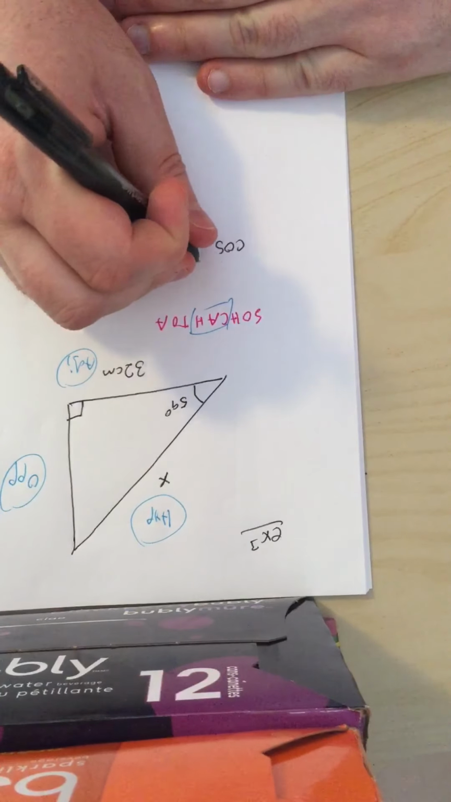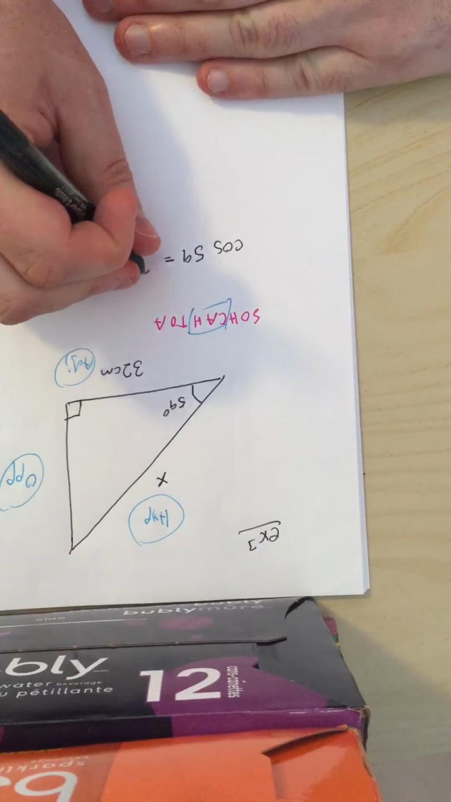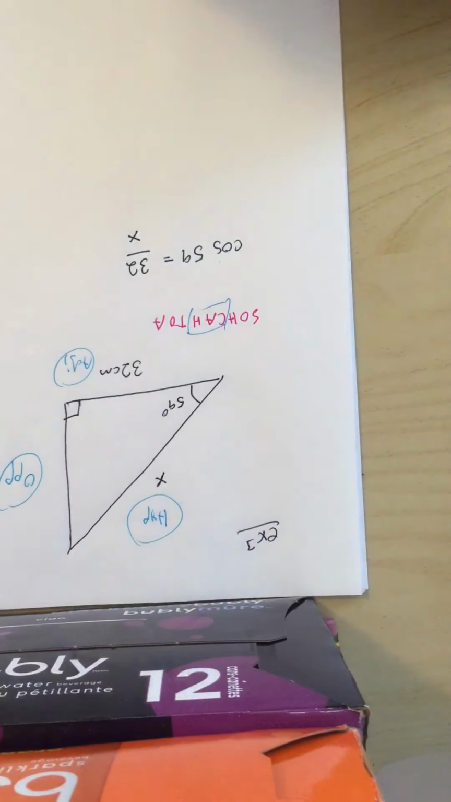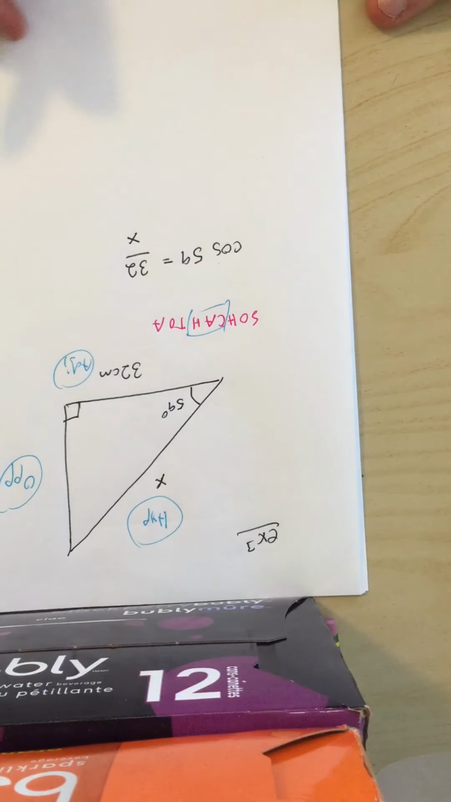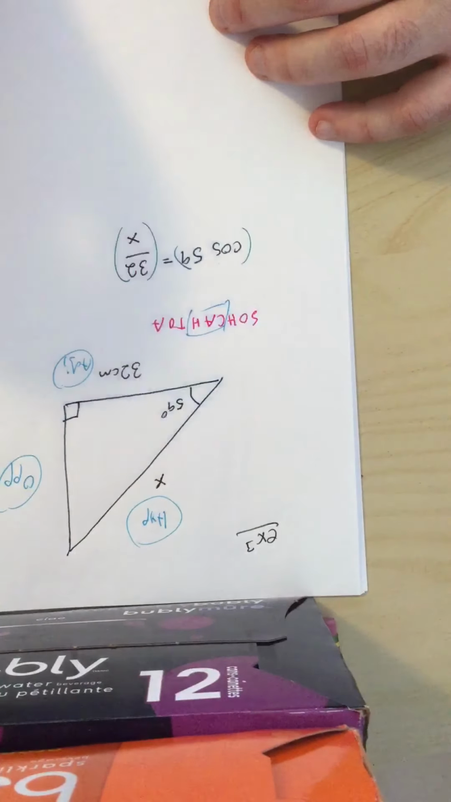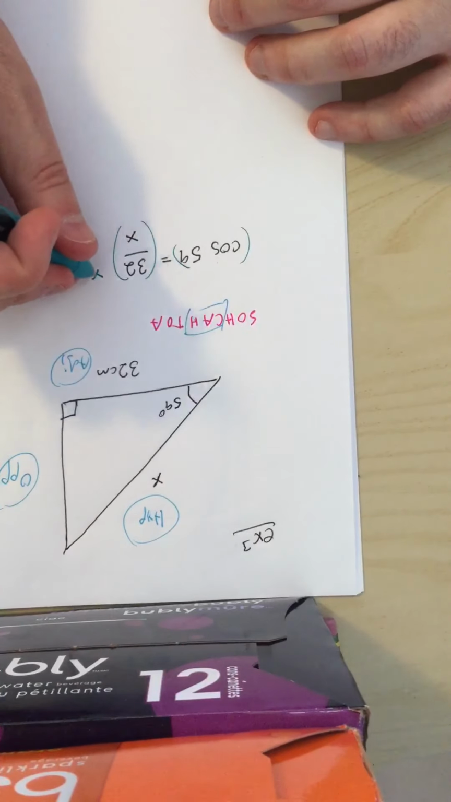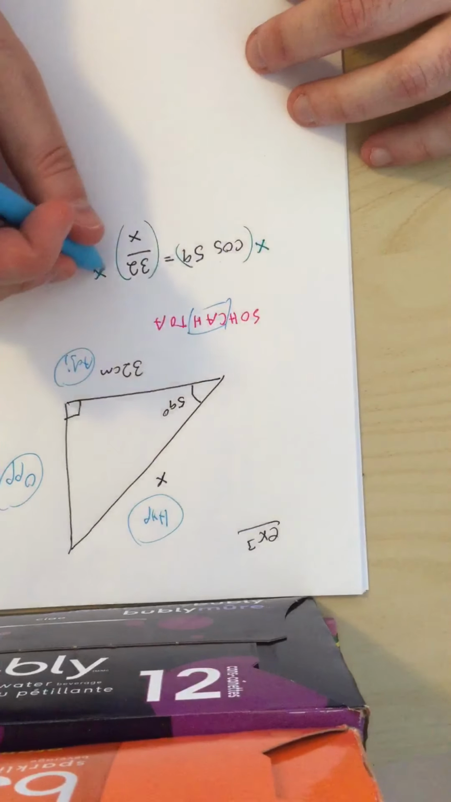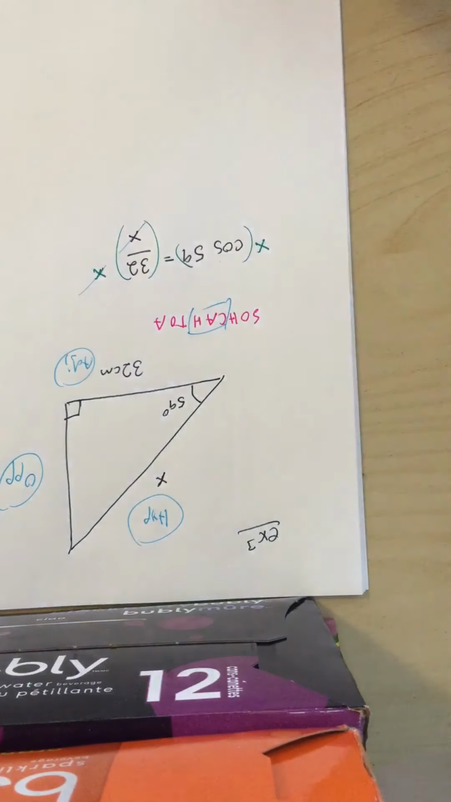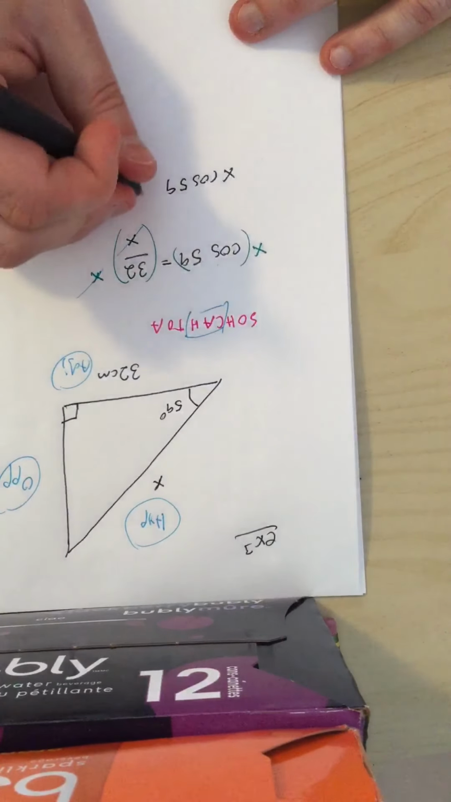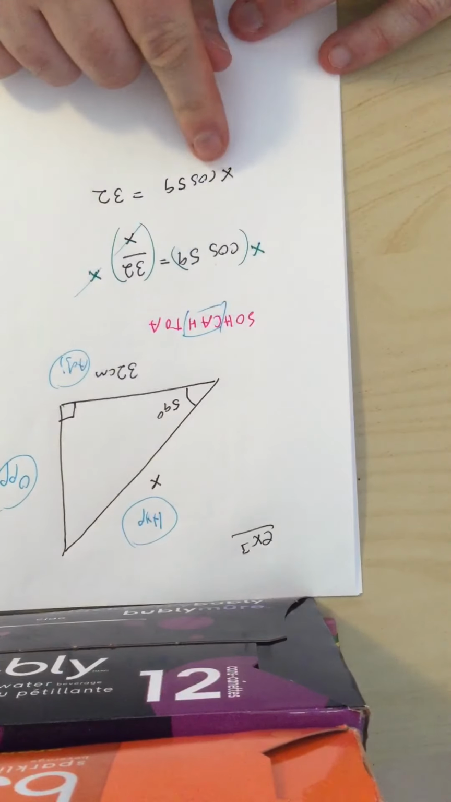So cosine of 59 equals adjacent over hypotenuse, equals 32 over x. Now the problem here is that the x is on the bottom. So what we're going to do, we're going to multiply both sides by x. So instead of, before, multiplying by a number on the bottom, now there's x on the bottom. We're going to multiply both sides by x. So chink chink, these x's go away. And we end up with x cos 59 equals 32.